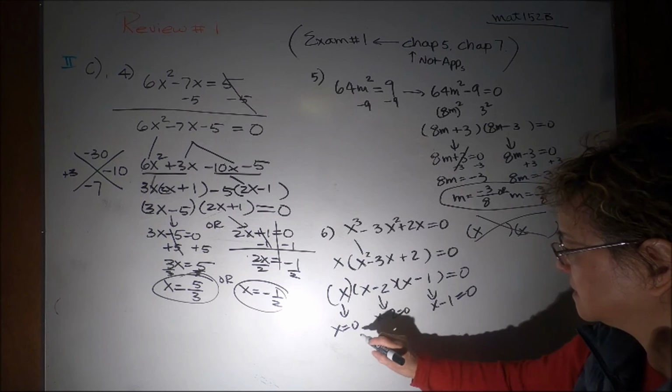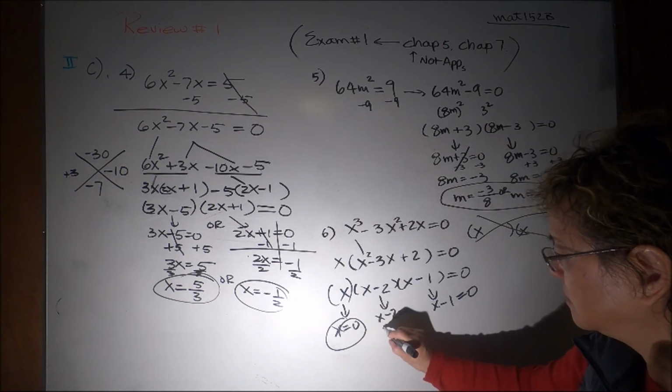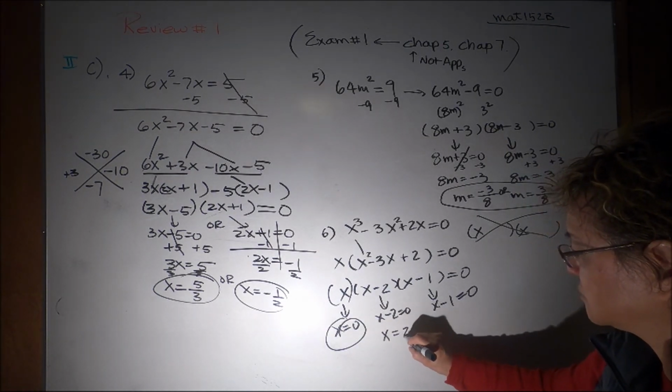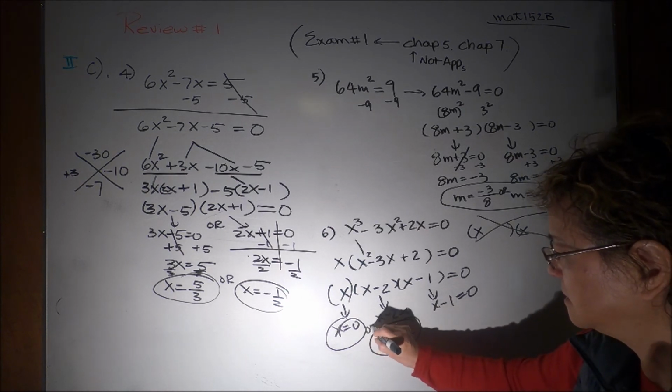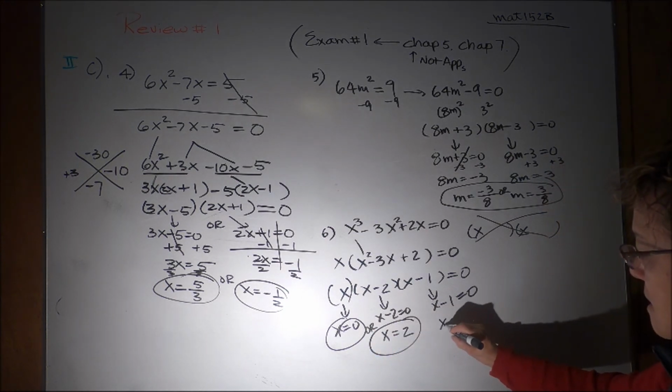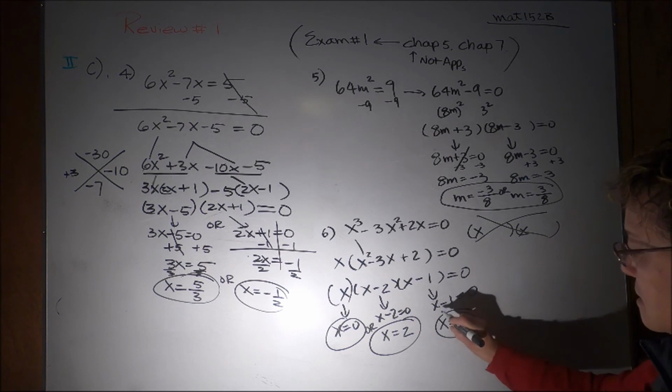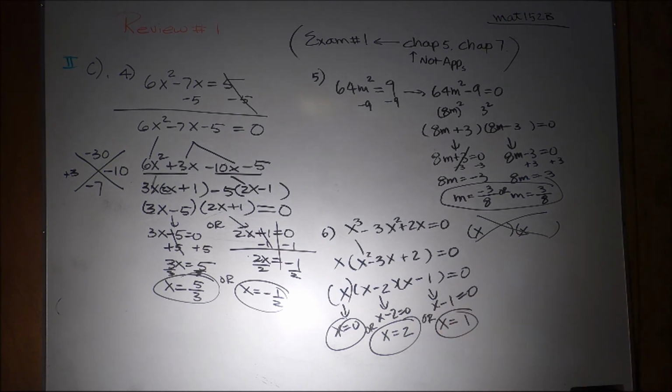So what's your x? That's 0, right? Or this one is x equals 2, right? And this one is what? x is 1. So how many answers do we have? 3 of them for this question.